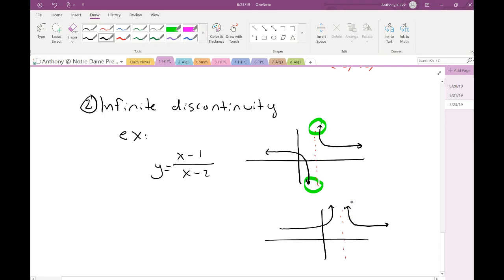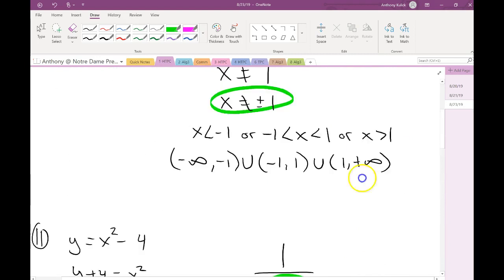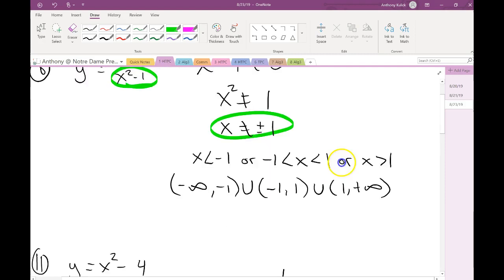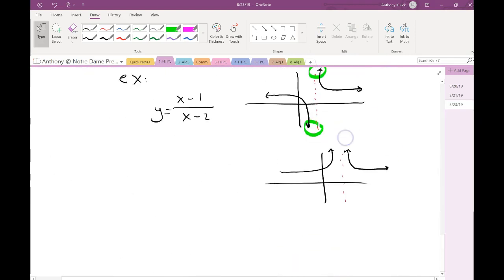I'm sorry, can you repeat your question? I'm sorry, guys, I'm just scrolling back to look. Yes, so this one had two infinite discontinuities, at positive 1 and negative 1, yes, David. I just couldn't remember what the prompt for number 8 was to answer that, so I have to go back and look.